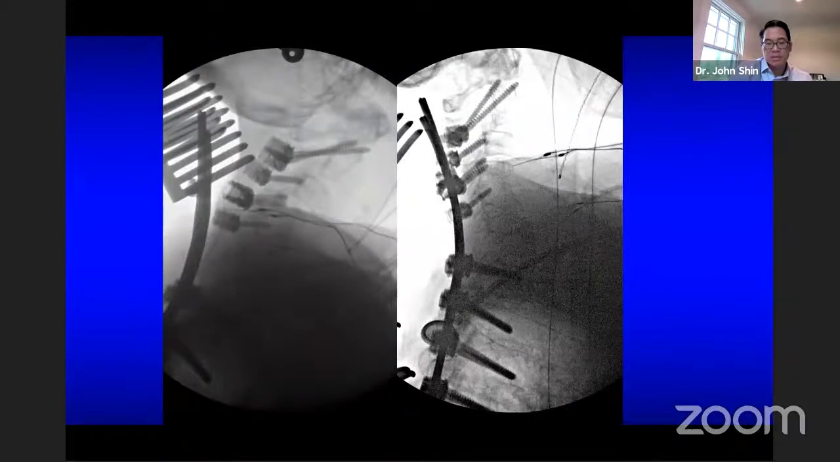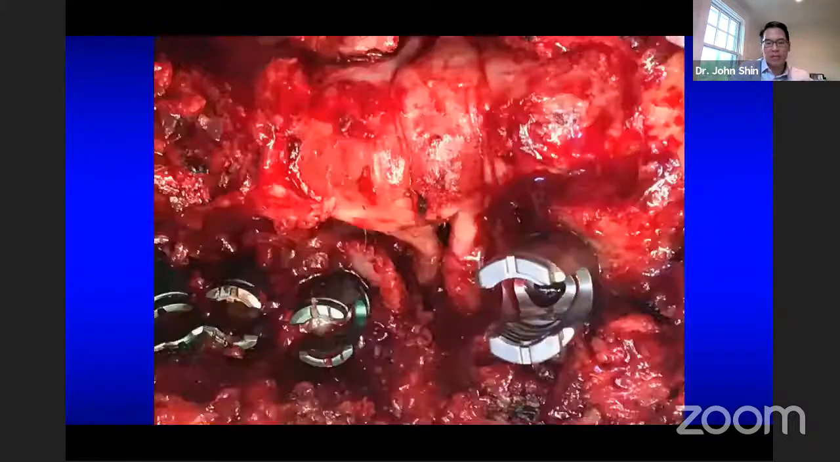And this is the result. I was able to contour the rod. We use Gardner-Wells tongs, bring the head up to the rod. And you can see here, that does not impact the cranial-cervical junction here, okay? And I find that much more effective than using the Mayfield head holder in my experience.